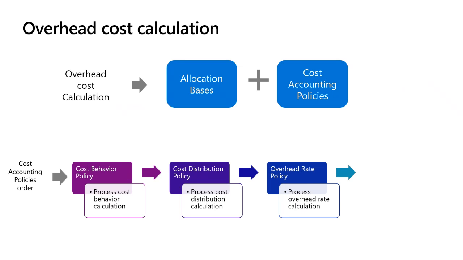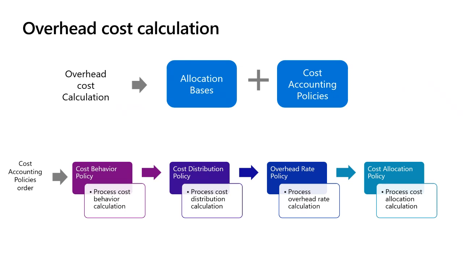Next, the overhead rate policy uses predefined overhead rates to assign a cost to a relevant cost object. Finally, the cost allocation policy. It facilitates the transfer of balanced cost from a cost object to other cost objects. These policies run in the context of the cost accounting ledger and facilitate overhead calculation. Policies and rules are applied to each journal line, and cost entries are generated as an output. Therefore, you always have full traceability.